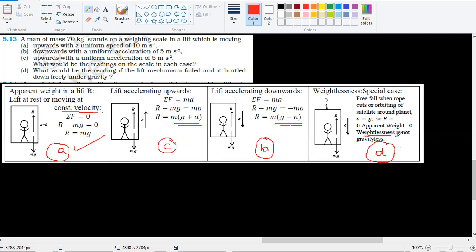I sent you an International Space Station video. What you experience inside a lift when the rope is cut is the same as what you experience in the International Space Station. Only here you may get hit when the lift comes and hits the ground, whereas the space station keeps going around the Earth, so it doesn't hit the ground.